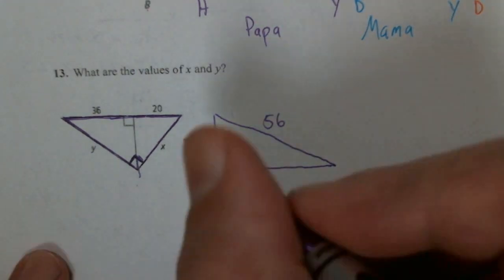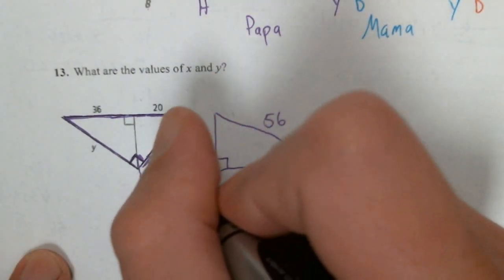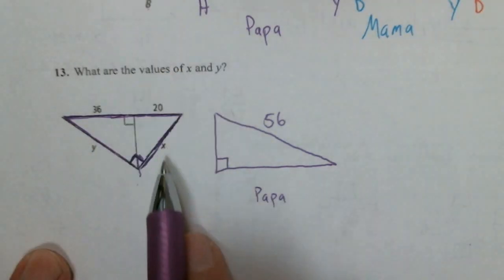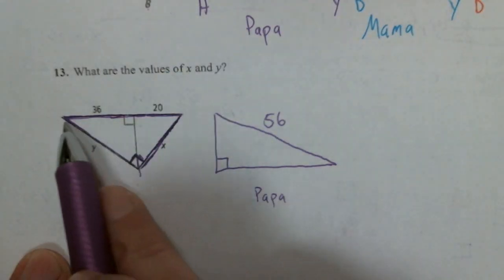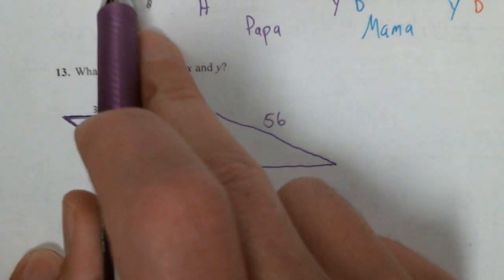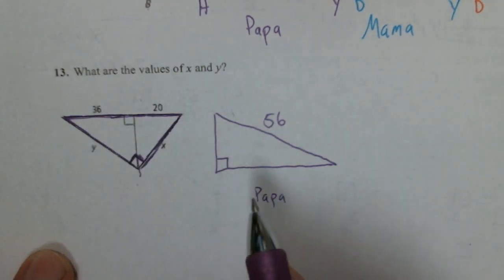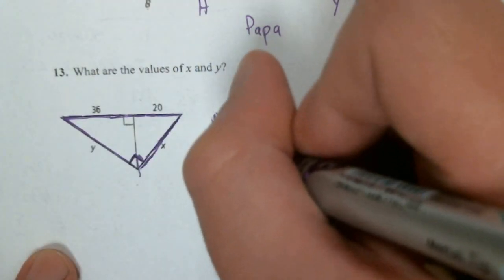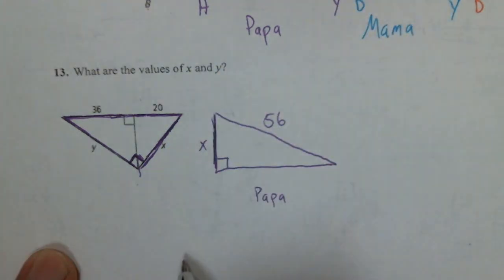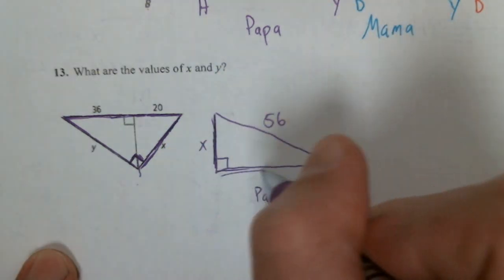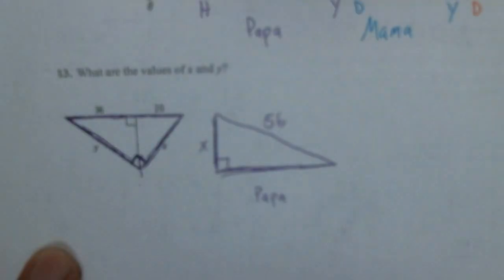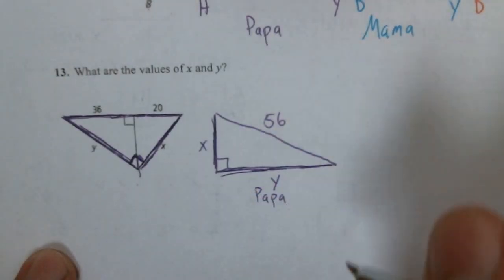Okay, the short side, this is going to be the short side. Now this triangle is a little bit easier to see than that one. It's a little bit clearer that this is shorter than that is. So we don't necessarily have to put some numbers in here if we don't want to. The short side of Papa is going to be the X, and then the long side of Papa down here on the bottom is going to be this long side. So the long side is going to be Y.